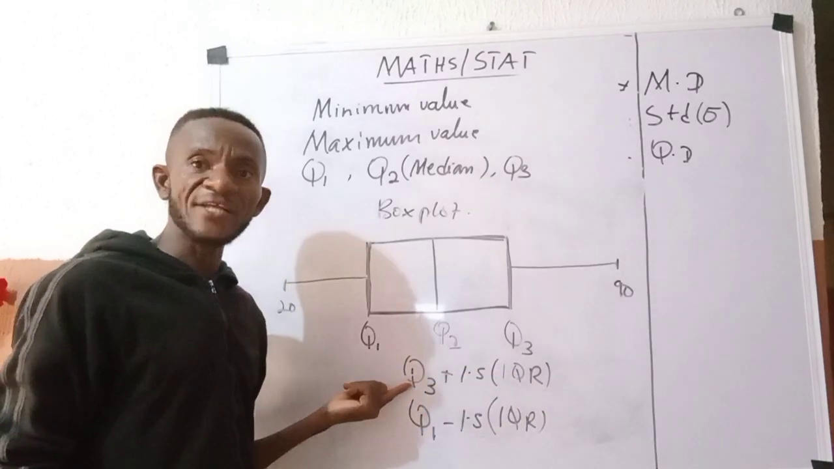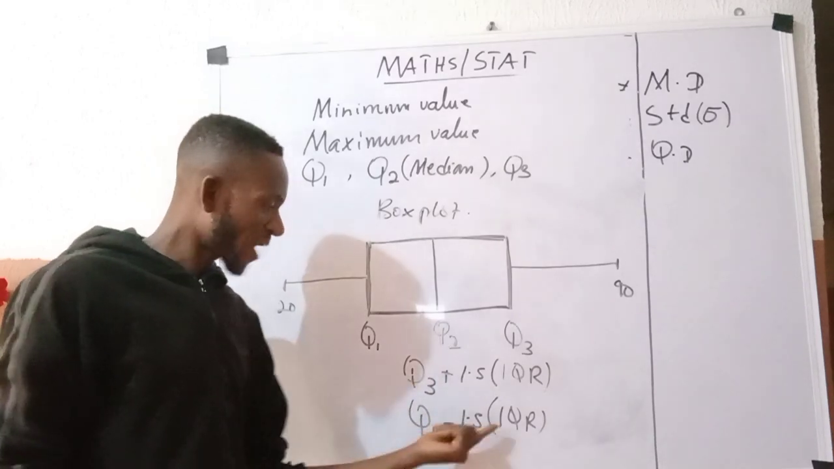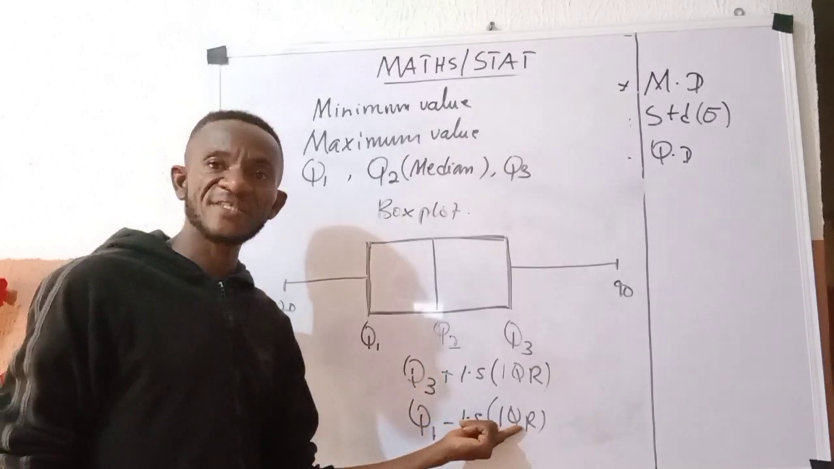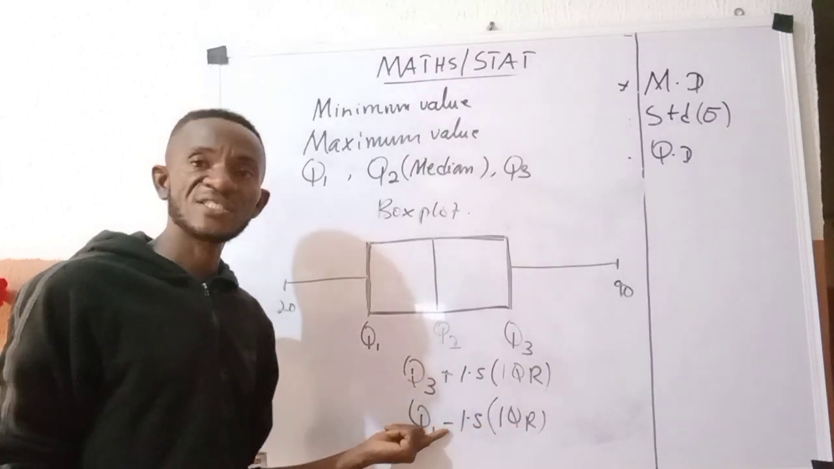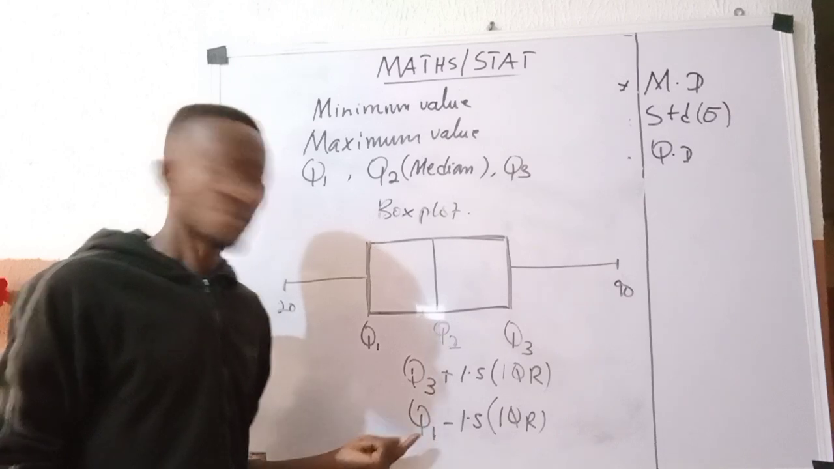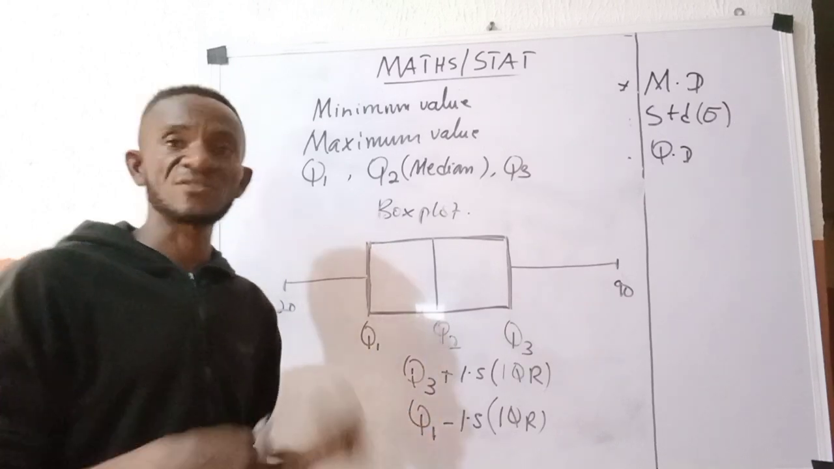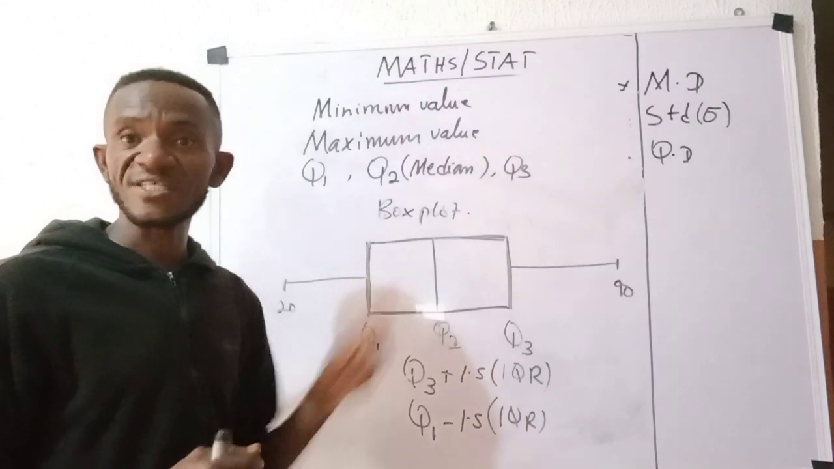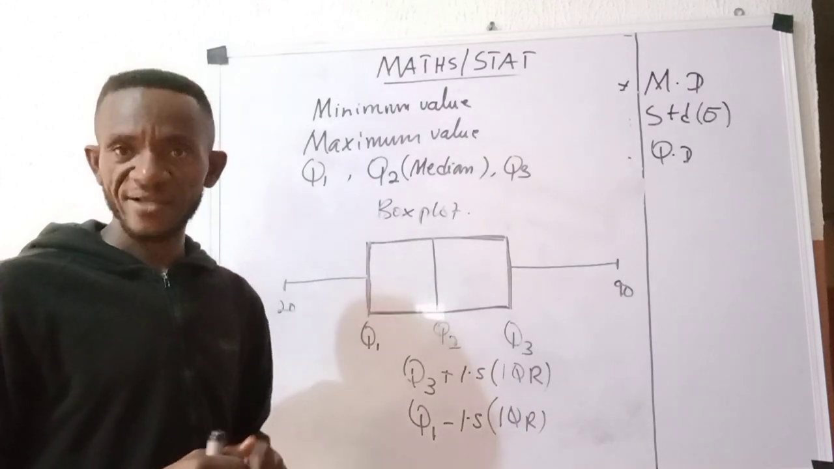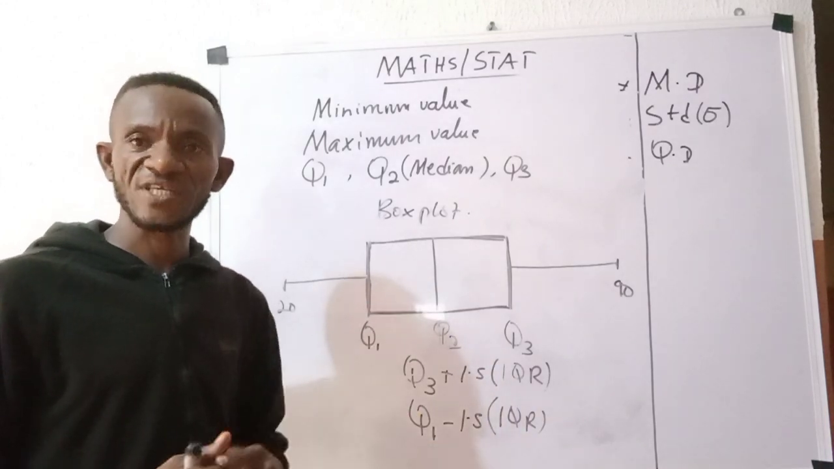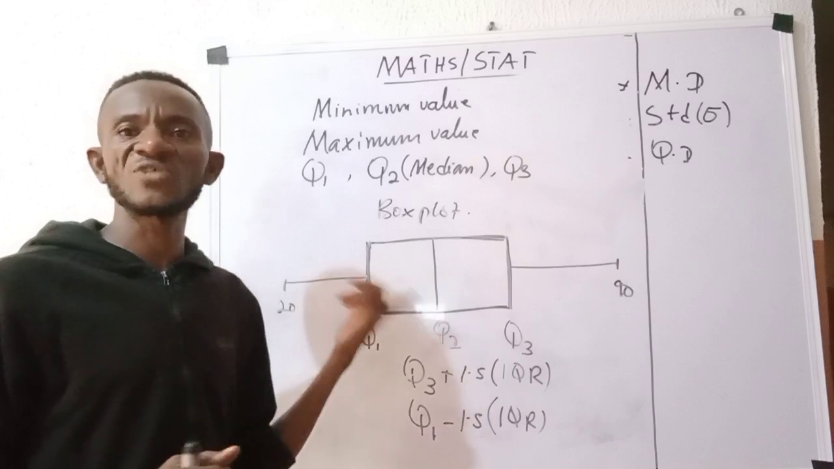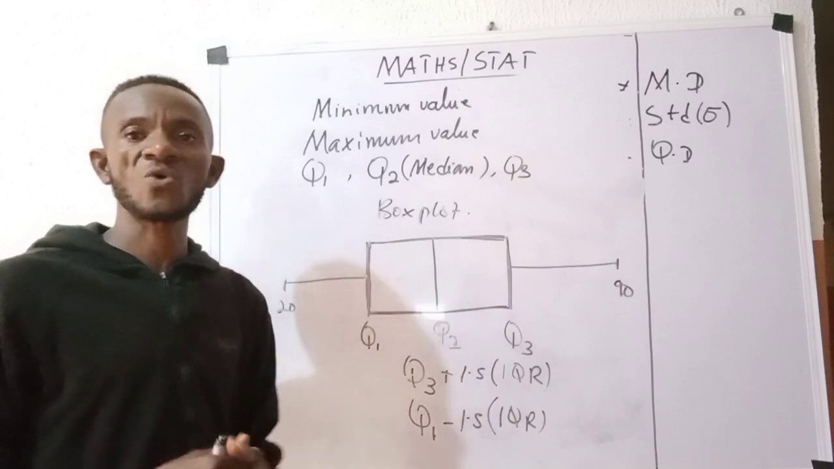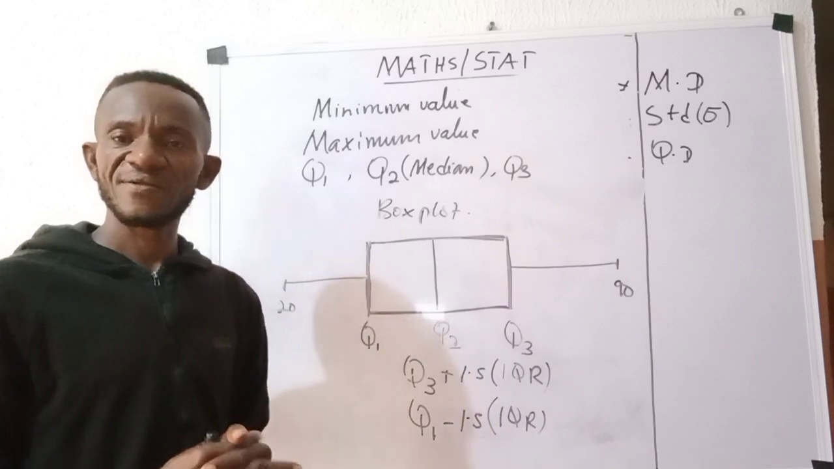Then you add it to your Q3. For the other one, you use 1.5 to multiply the interquartile range and subtract it from your Q1. Any observation that falls outside this range is regarded as an outlier. That is what they are trying to say here. So you can equally use this idea to locate what you call your outlier.